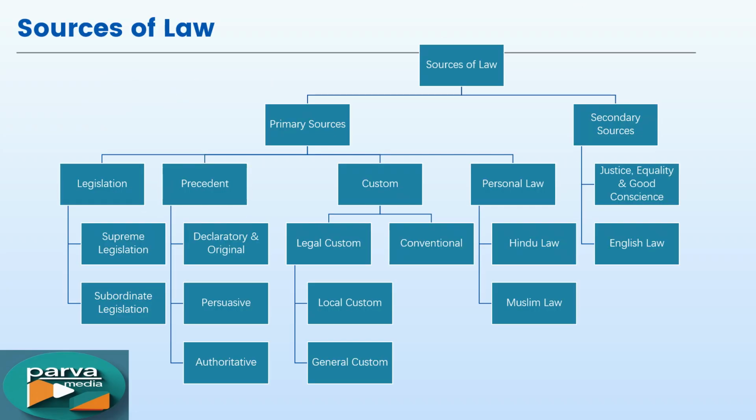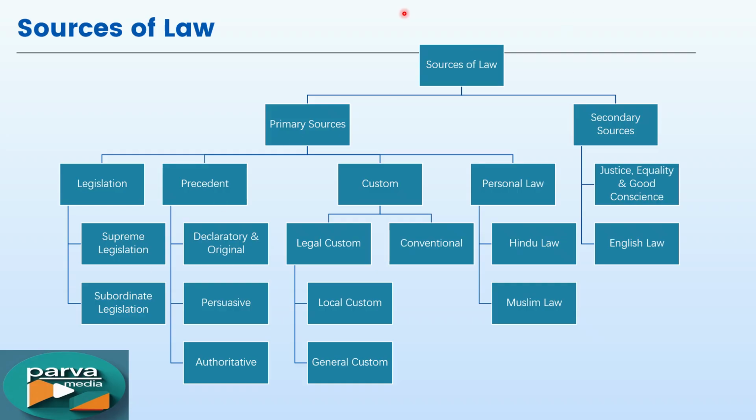Now we will begin by categorizing sources into two broad types, as we discussed, primary and secondary. Primary sources are the direct creators of the law. Legislation is the first of those. This includes supreme legislations like acts passed by the Parliament, like the Income Tax Act or labor laws, etc. And then subordinate legislation, such as rules and regulations made by departments or authorities under delegated power.